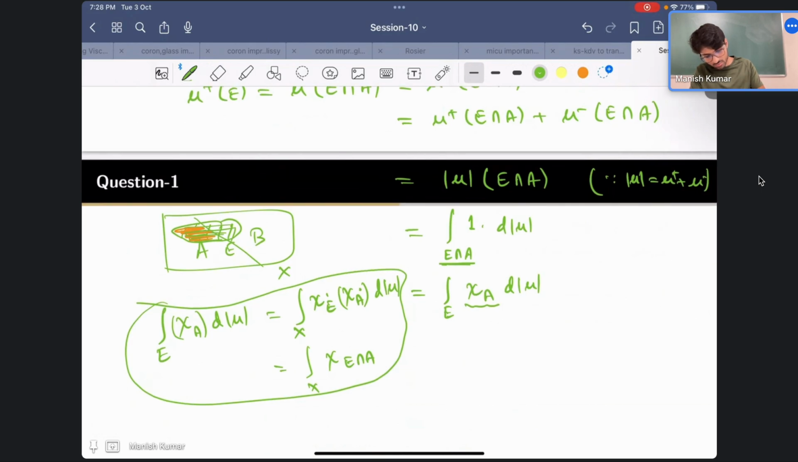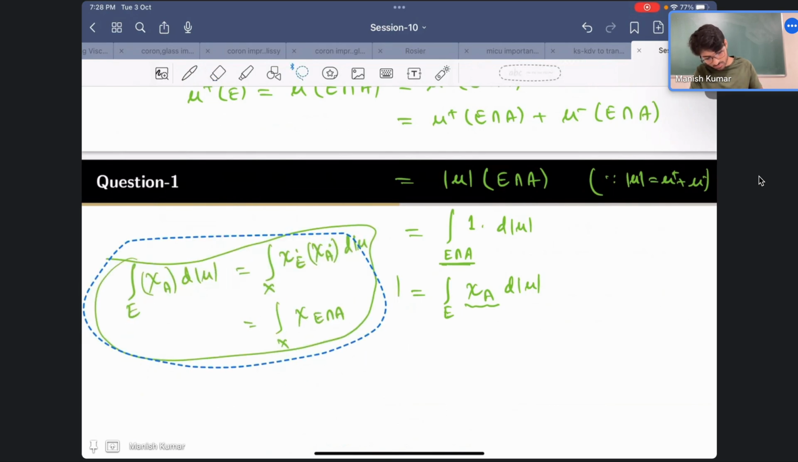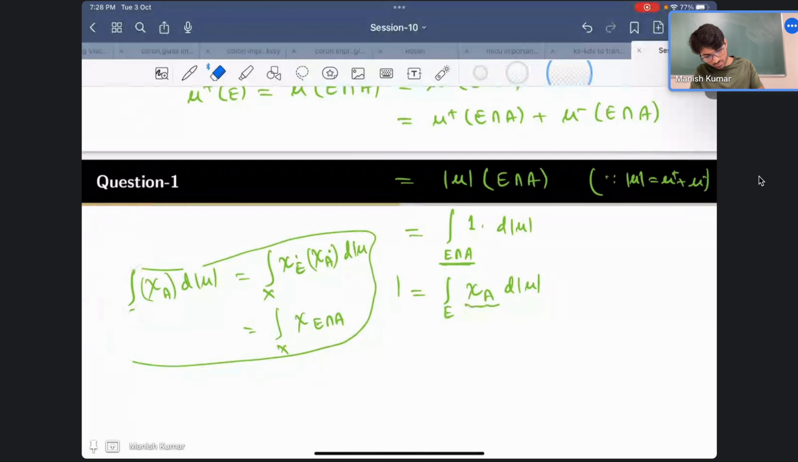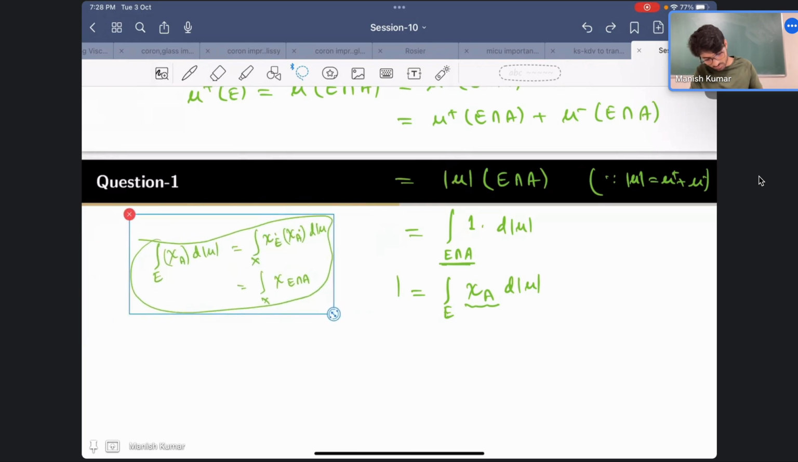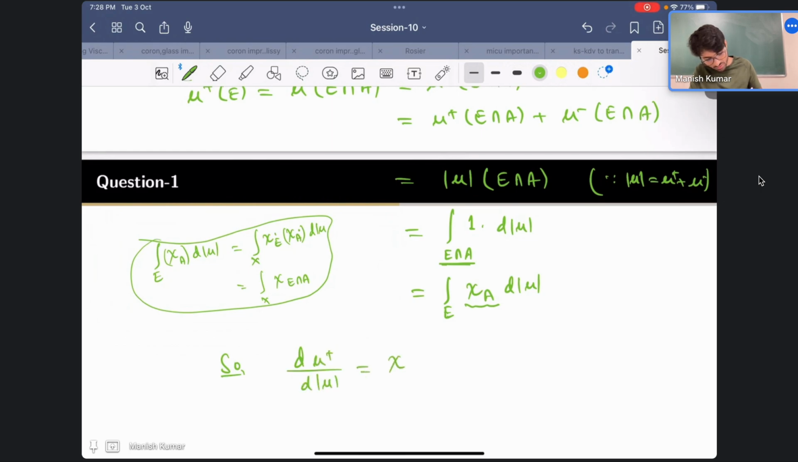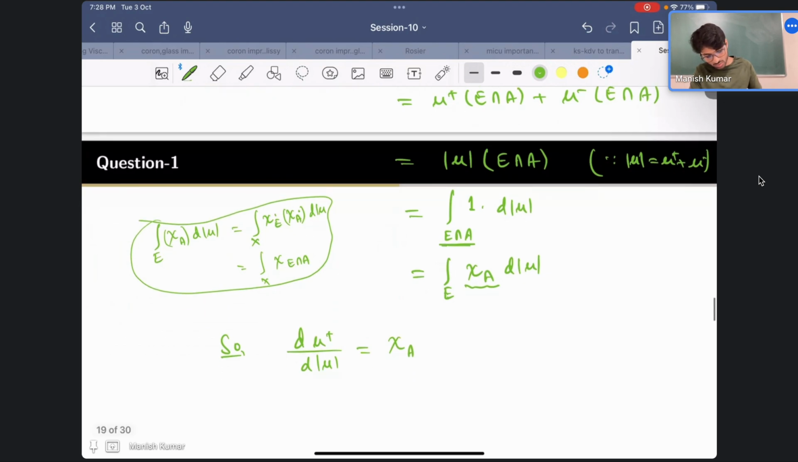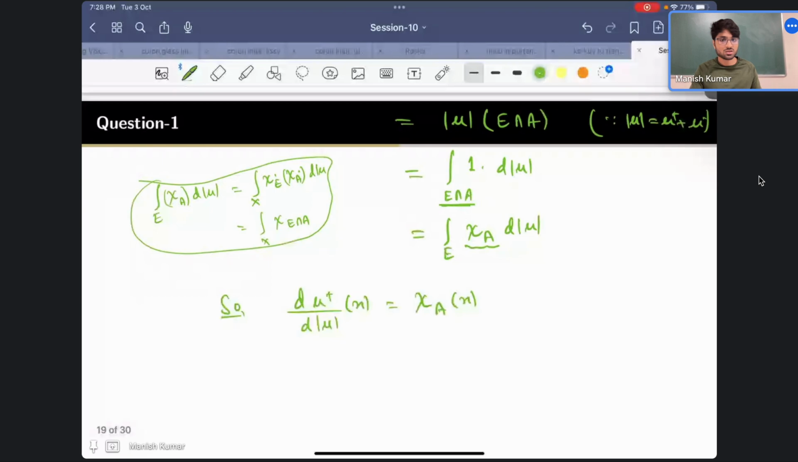Let me just, okay, so this dμ⁺ by d|μ| is equal to the characteristic function of A. So if you want to write pointwise, it is equal to χ_A(x). So this is the derivative of μ⁺.